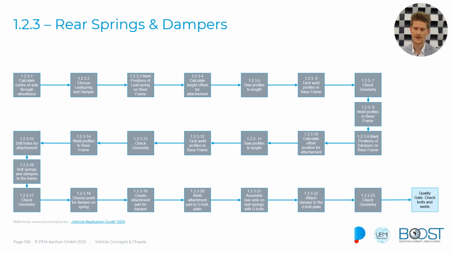Then we choose the point for the damper and the spring and create an attachment part for that. Then we will weld the attachment parts to the U-bolt plates. And then we will assemble the rear axle on the leaf springs with our U-bolts, and we will also attach the damper to the U-bolt plates, and finally check the geometry and see if everything is right. So let's start that process and go ahead with the first step.